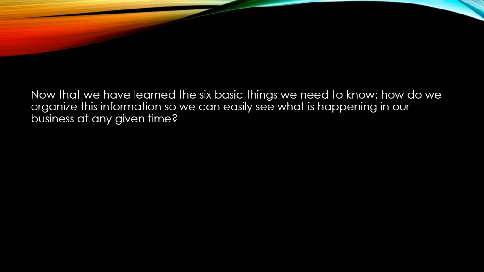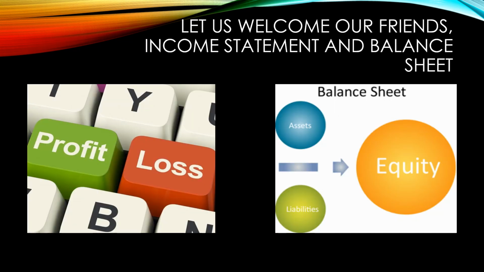In Part 1, we talked about the 6 basic things you need to know. Now we talk about how to organize this information so you can easily see what's happening in your business at any given time. If you have not watched Part 1, I do recommend you go back and see it. To understand how to organize the 6 things you need to know, let us meet our two friends, the income statement and the balance sheet statement.